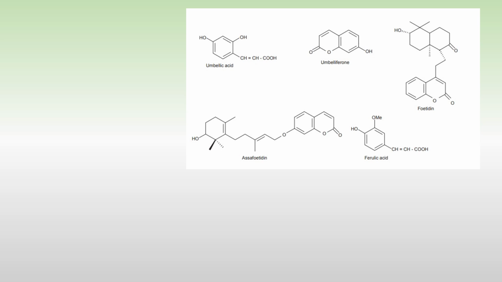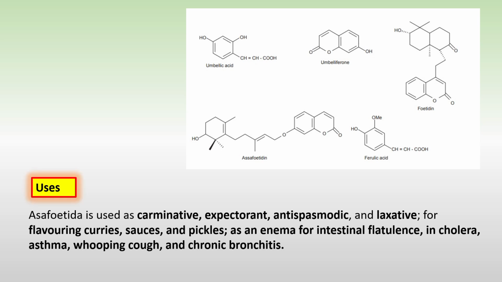Asafoetidine, these structures can be easily remembered. Asafoetida is used as a carminative, expectorant, antispasmodic, and laxative, for flavoring curries, sauces, and pickles. As an enema for intestinal flatulence, in cholera, it can be used in asthma, whooping cough, and chronic bronchitis.